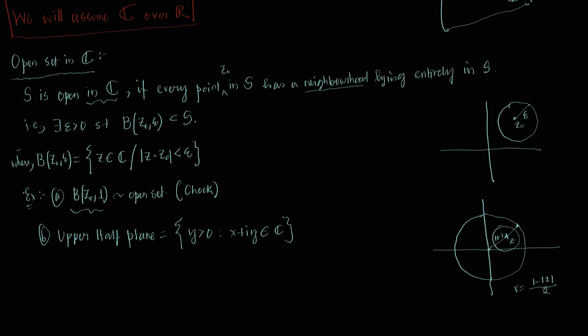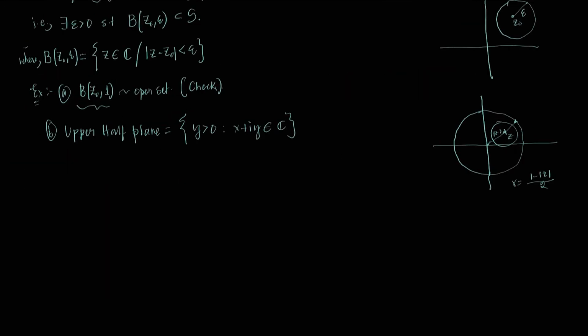Let's look at how it looks. This is your y positive. Y is always positive in this area. So essentially your upper half plane looks like this part. That is also definitely going to be open. You need to check these parts as well. These are very simple.